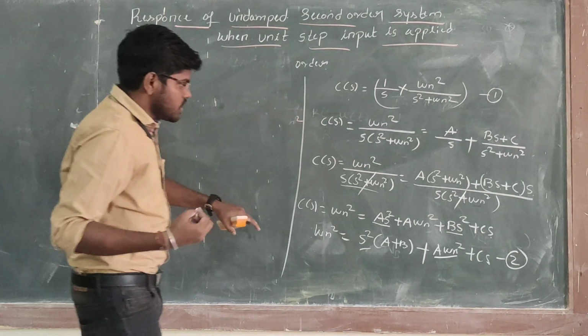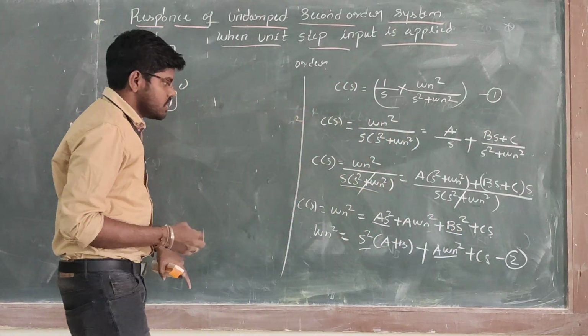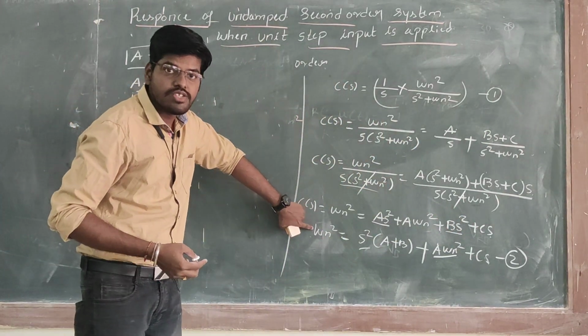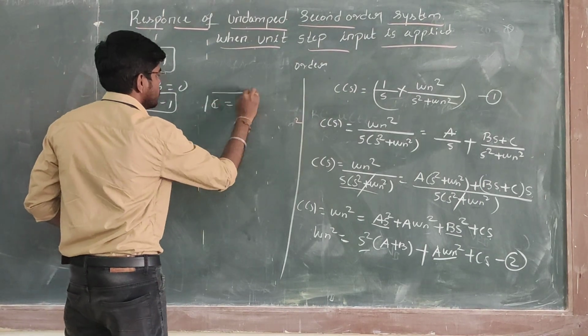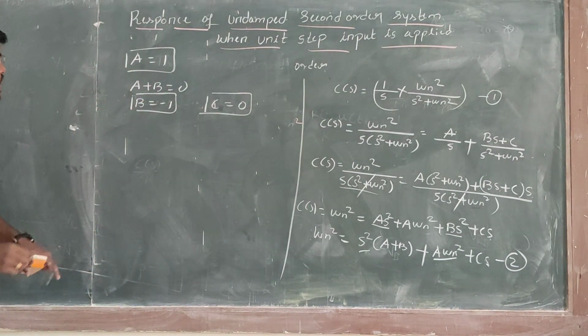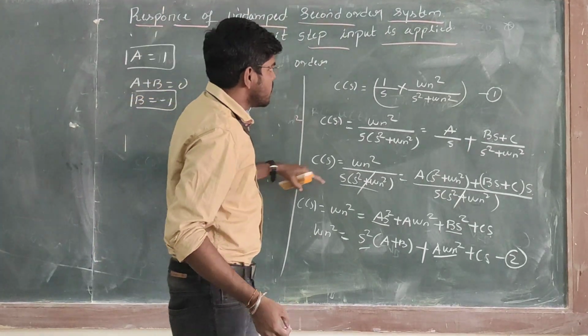Okay, so next compare the coefficient of S in both the sides, RHS as well as LHS. So there is no term in the LHS side, C. So C will be 0. C equals 0. So we got the values of A, B and C. Let us substitute all these values in the equation number 1.